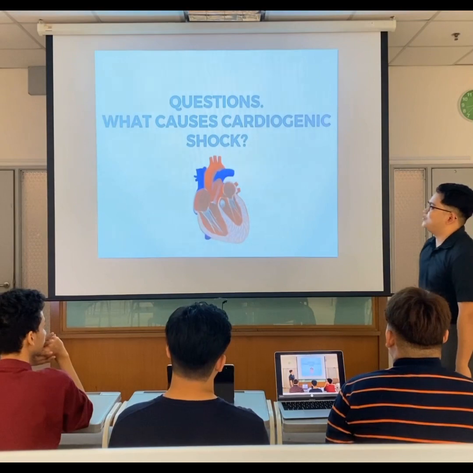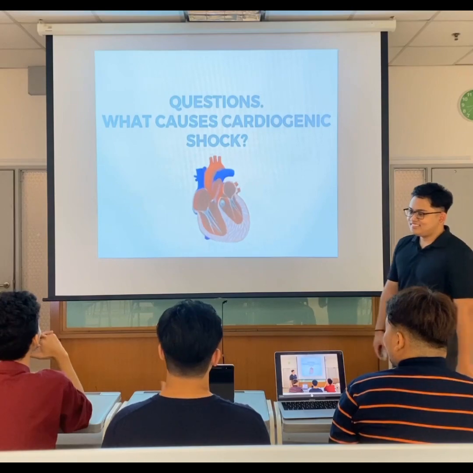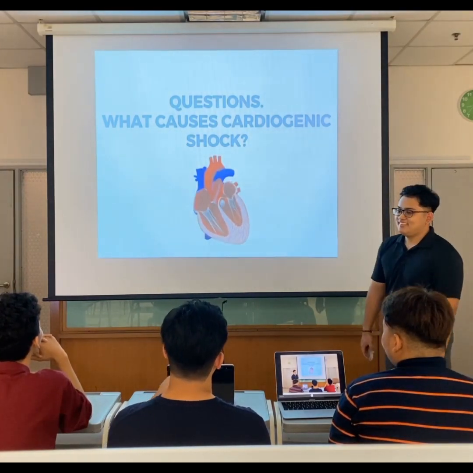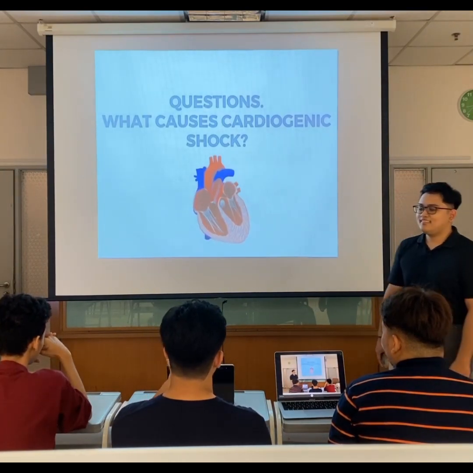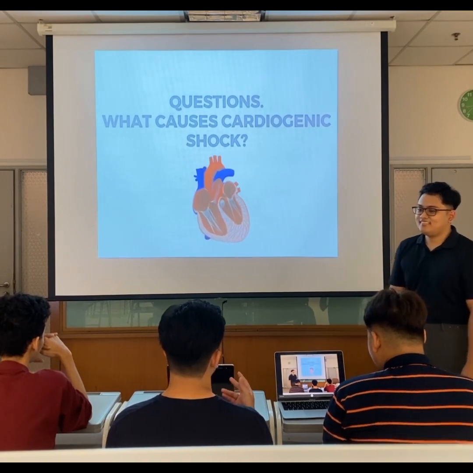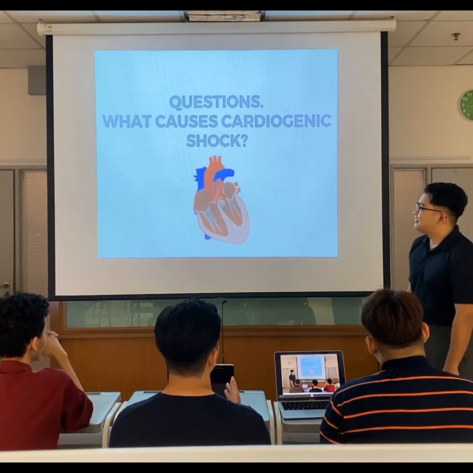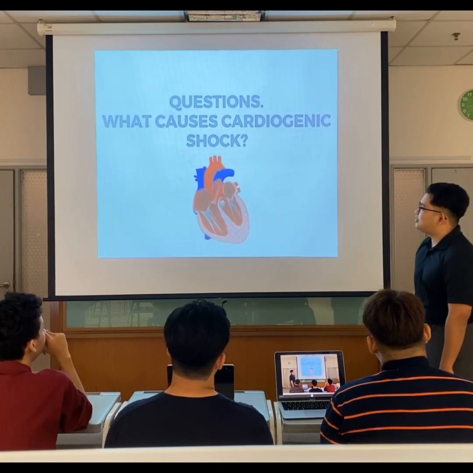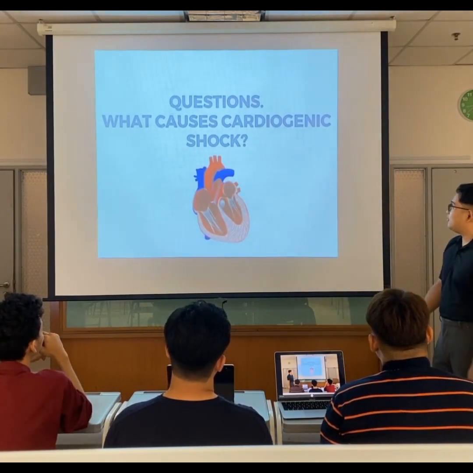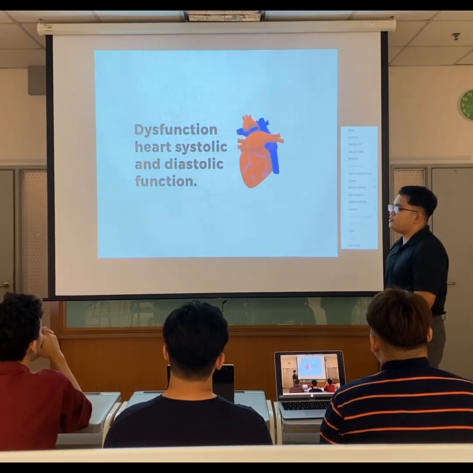Okay, time's up. Azim, what do you think is the cause of cardiogenic shock? I forgot the actual name, but there are two types. The first is impaired diastolic function, whereby the heart is unable to let the ventricles be filled. The systolic part is when the heart is unable to pump out. Good, so what Azim said is true. Let's see the answer. That's dysfunction of heart systolic and diastolic function.